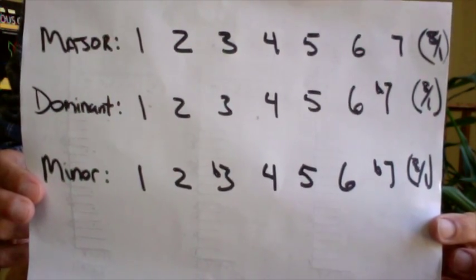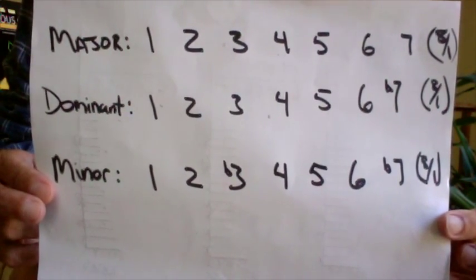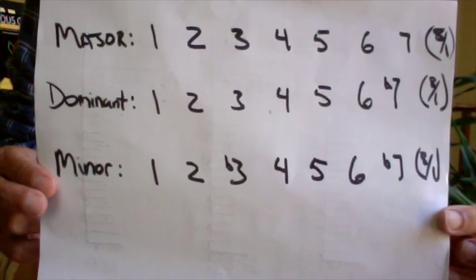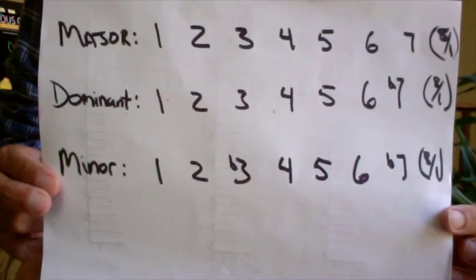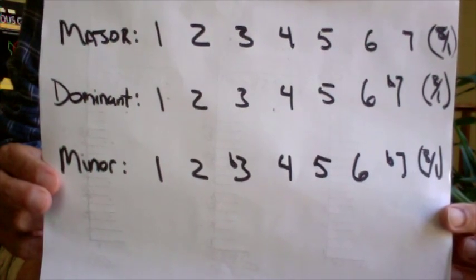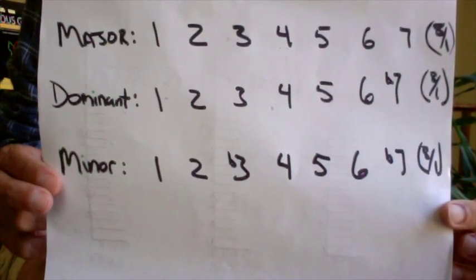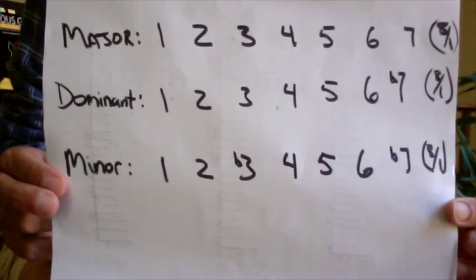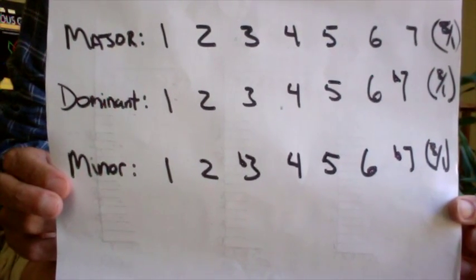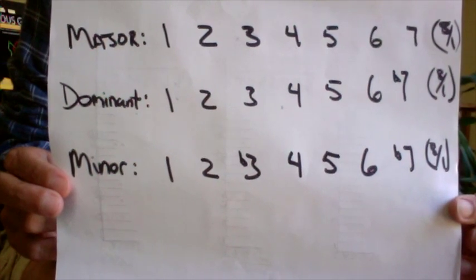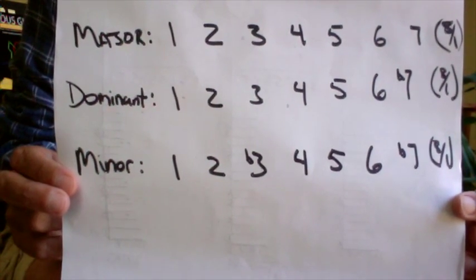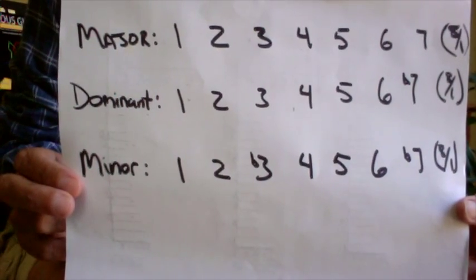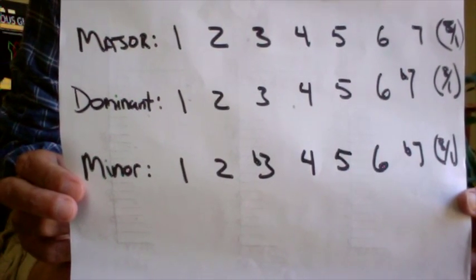Okay, so the question is this. What interval is in the major scale but not in the other 2 scales? What interval do you see in the major scale and not in the other 2 scales? I'll give you a second to think about that. The answer is 7. So the major scale is the only one up there that has a 7 in it. The other two scales have a flatted 7. So major has a natural 7, dominant and minor have flatted 7s.